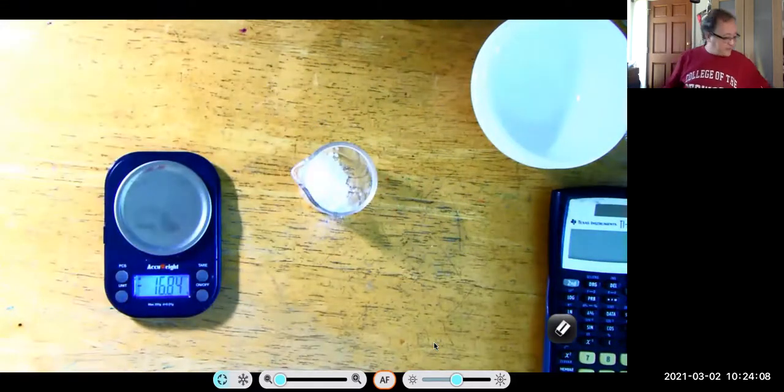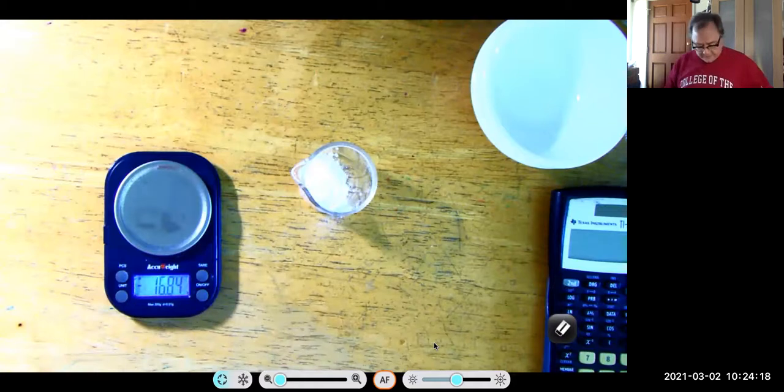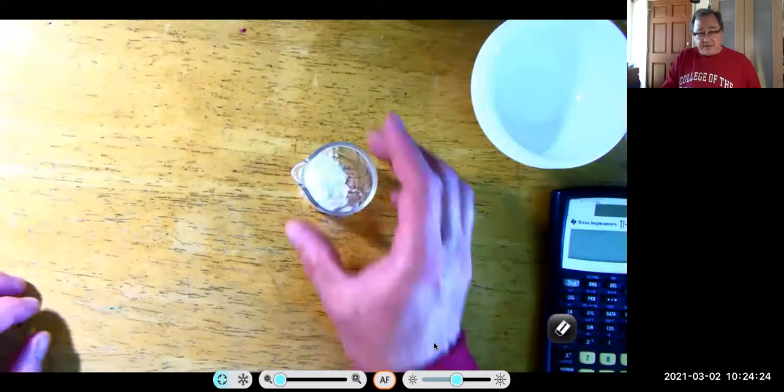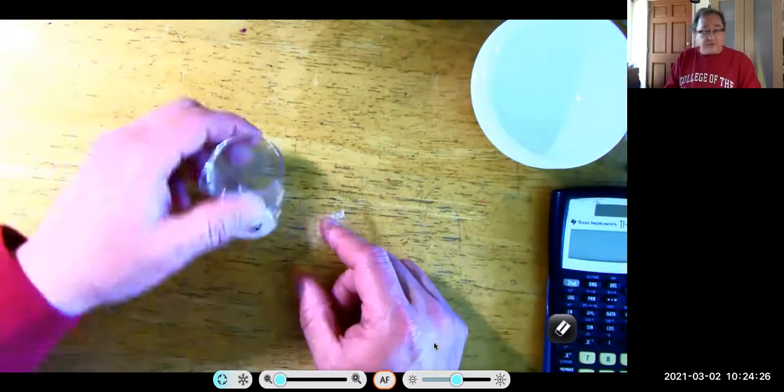And let's see. I want to clean this out with something. I guess I'm just going to use my sleeve. I mean, it is just baking soda, right? Okay, so I'm going to turn my balance off. And I have my sodium bicarbonate.